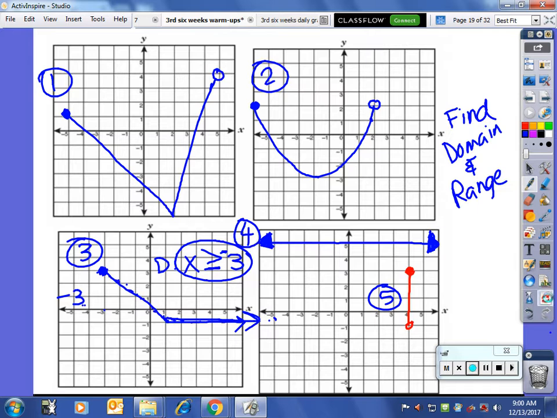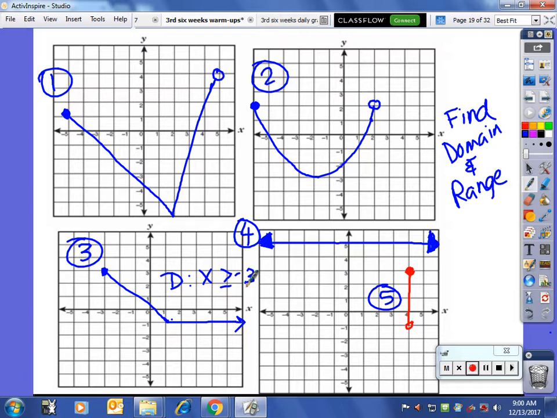What if there had been an arrow on this one? Then it would have been all real numbers for domain because the left and right have arrows. But it didn't. It had an endpoint. Okay, so domain here is all of the x values that are greater than or equal to -3. How about range?